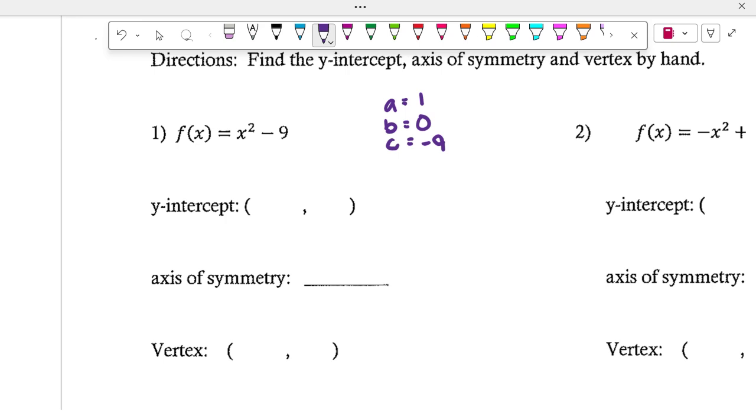Now that I can identify all of them, what's my y-intercept? Negative 9. Your y-intercept always comes from the C value. So the C value automatically gives you your y-intercept.